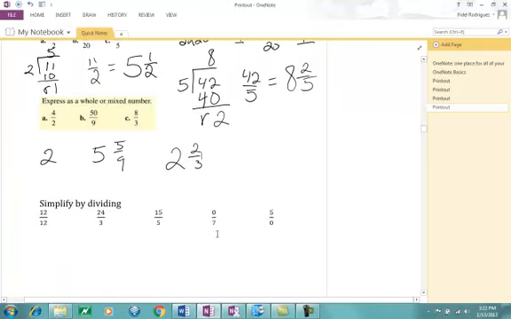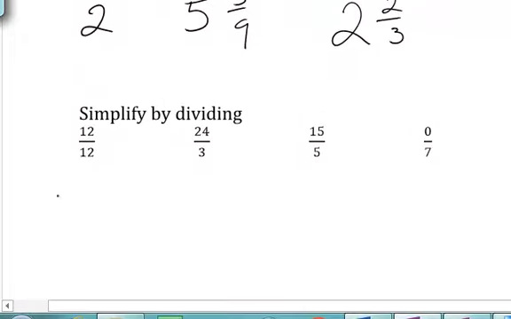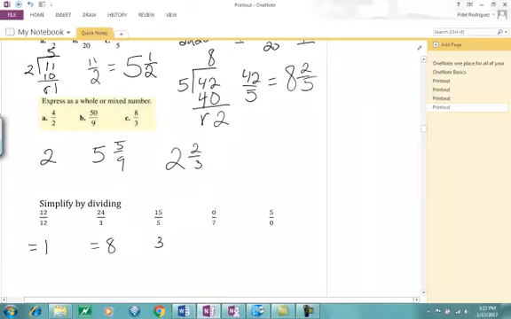Now, the last part that I have here is just to simplify by dividing. So 12 divided by 12 should just give me 1. 3 goes into 24 8 times. 5 goes into 15 3 times. 7 goes into 0 0 times. And if you recall from the section before, 5 divided by 0 is what we call undefined.